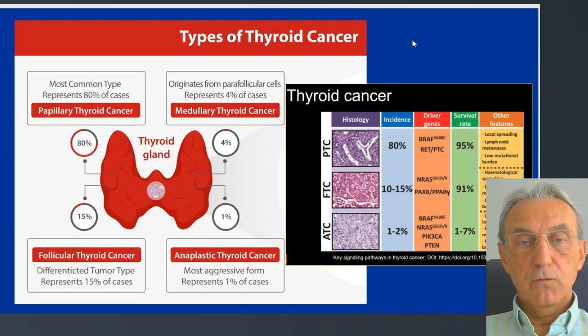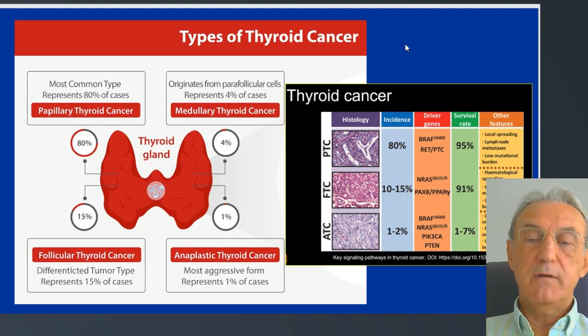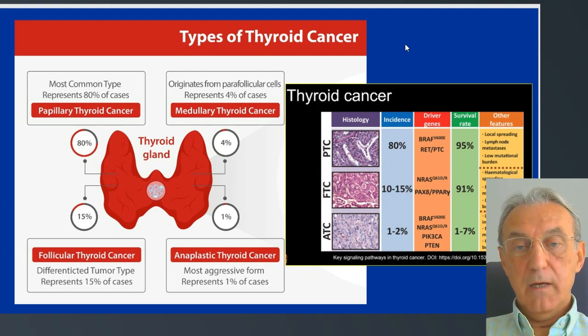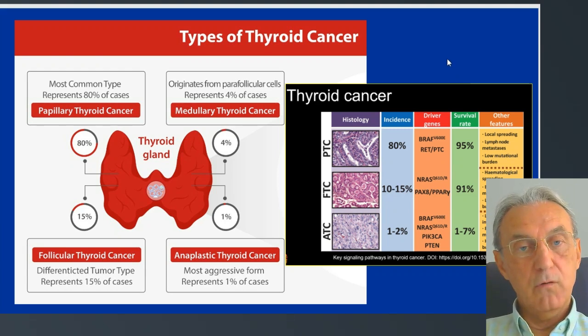So, to conclude, we of course see most often papillary thyroid cancer, and it is approximately 80-85% of all thyroid cancers. And next comes follicular thyroid cancer, which is 10-15%, and then comes the medullary type, which is almost 4%, and anaplastic cancer is probably around 1% or less than 1%.